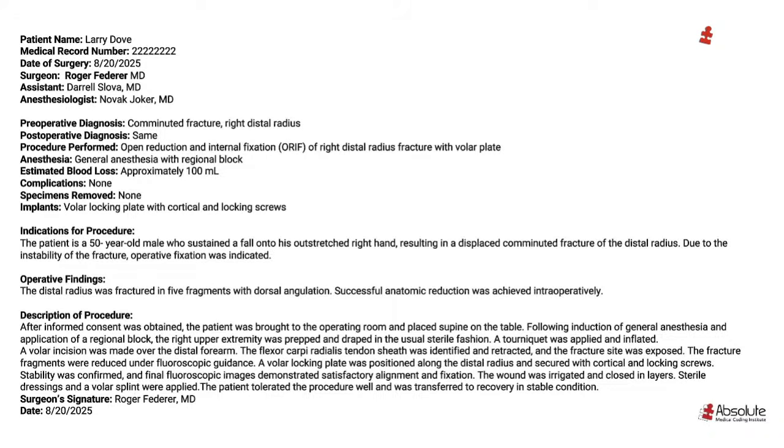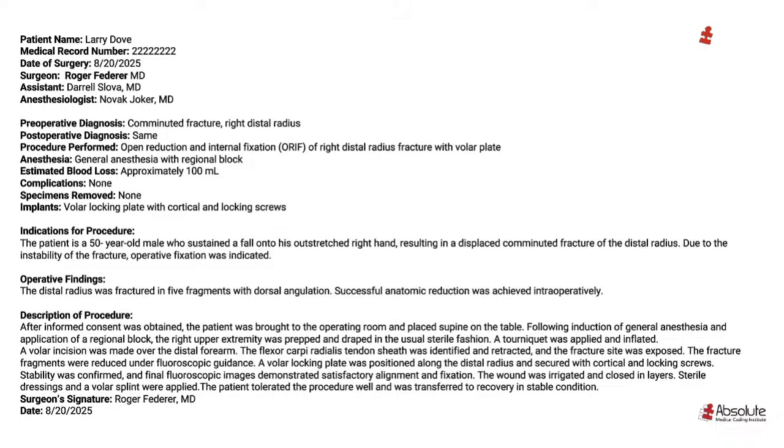Description of procedure. After informed consent was obtained, the patient was brought to the OR and placed supine on the table. Following induction of anesthesia and application of regional block, the right upper extremity was prepped and draped in the usual sterile fashion. A tourniquet was applied and inflated. A volar incision was made over the distal forearm. The flexor carpi radialis tendon sheath was identified and retracted, and the fracture site was exposed.